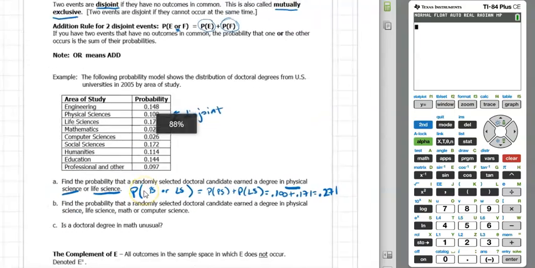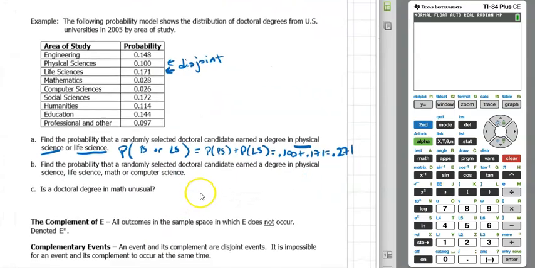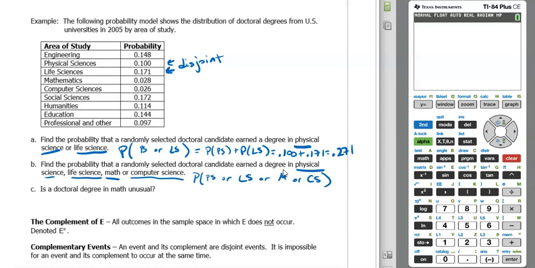And then we can have more than just two. For example, we want to find the probability that a randomly selected candidate earned a degree in one of these things: physical science, or life science, or math. I said three, actually four things, or computer science. And so it's the probability physical science, or life science, or it could have been math, or it could have been computer science. And since each one of these are disjoint, because we also had math over here and we have computer science, we can find this probability just by adding them.